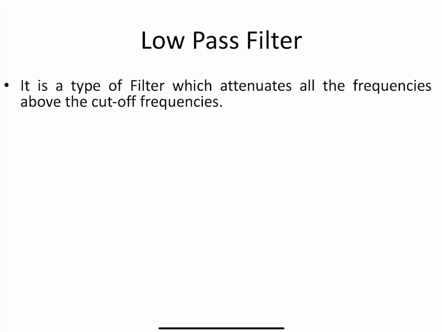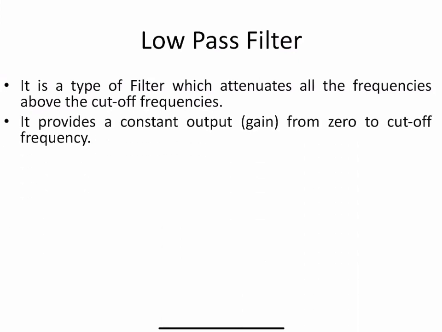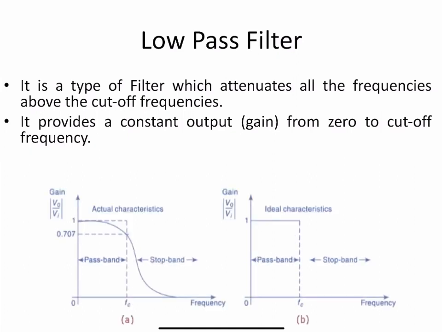Now come to the low pass filter. Low pass filter is that filter which attenuates all frequency components above cutoff frequency, means which cannot pass the frequency components above the cutoff frequency. It can pass only lower frequency components, or in the pass band it provides a constant gain from 0 to cutoff frequency. Cutoff frequency is that frequency below which signals are allowed to pass, above which signals will be attenuated, as you can see in the frequency response of low pass filter.